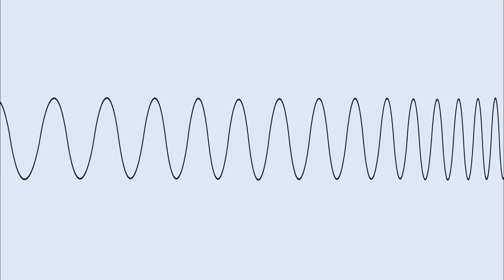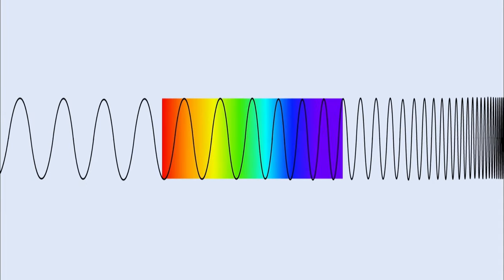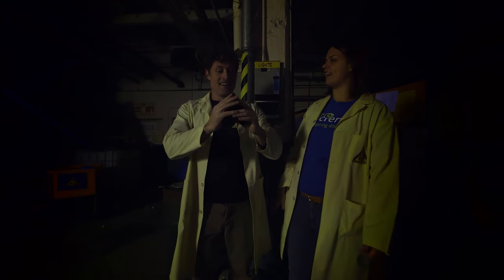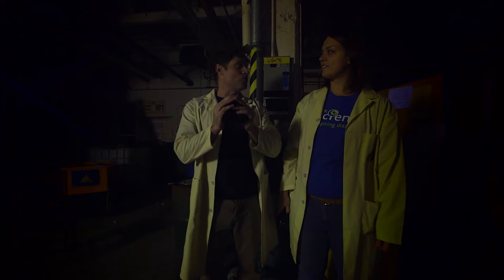So here's the spectrum again, and here's visible light. My night vision goggles use infrared, this part of the spectrum here, with wavelengths just a little bit longer than the red we can see. Outside of the visible light spectrum. All right, I would say that's allowed. No visible light, and I will see the next ball.